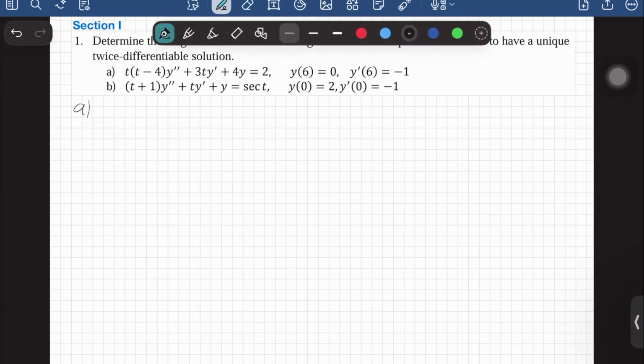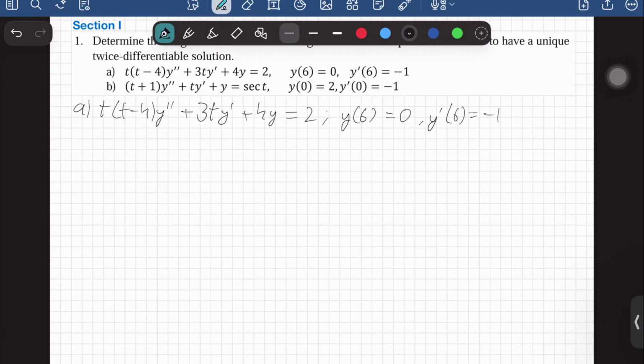So it's question 1A. And this one is t multiplied by t minus 4 multiplied by y double prime equals plus 3t y prime plus 4y, and this is equal to 2. The value for t naught given to us is 6, and there are some initial conditions given to us: y prime of 6 equals -1.